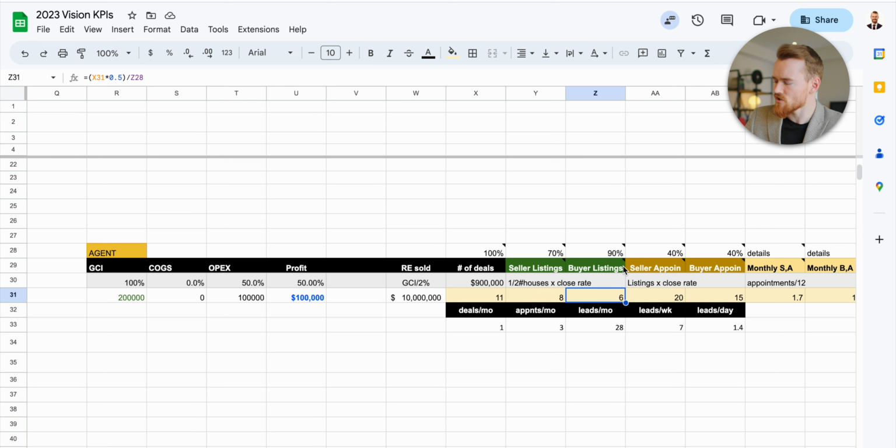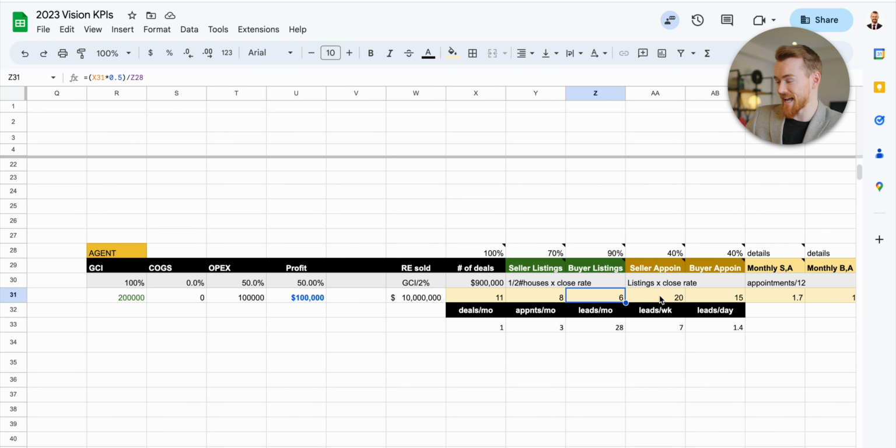And this is showing that you're gonna have to have about 6 buyers that you're working with in the year in order to hit your target number, okay? So you should have 6 buyers, 8 listings in order for you to do 11 deals. Now, obviously, you know, 8 plus 6 is 14. That's the difference there of some of those deals that don't go through, all right, in order for you to hit 11.